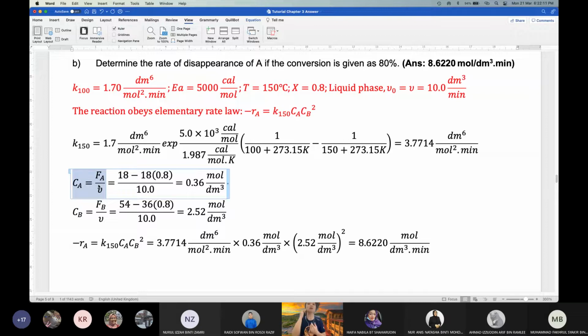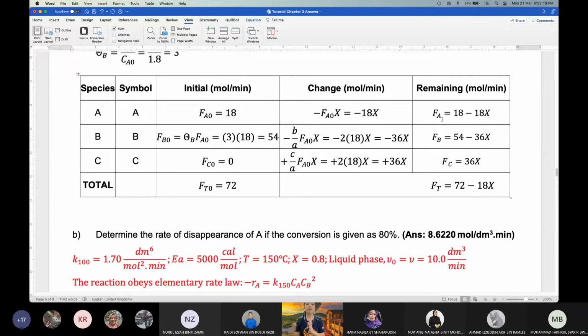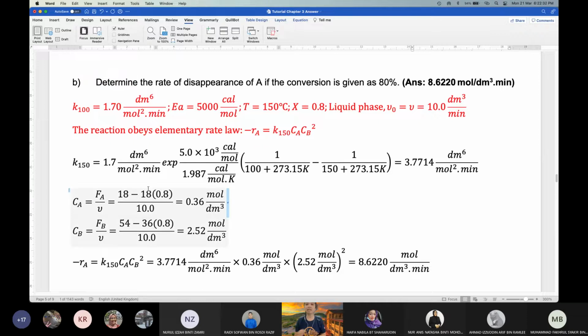Okay, so you know, nak cari the FA, the outlet or the remaining moles of A, FA, gunalah table. Table dah beritahu dah. FA equals to 18 minus 18x. So maksudnya, if you have done the table, you will know that your FA is 18 minus 18x. So you just replace 18 minus 18x. X is 0.8. So I can replace my x as 0.8. Done. Then divide by volumetric flow rate. Okay, part ni yang kamu kena faham sikit. In this example, this is outlet volumetric flow rate.